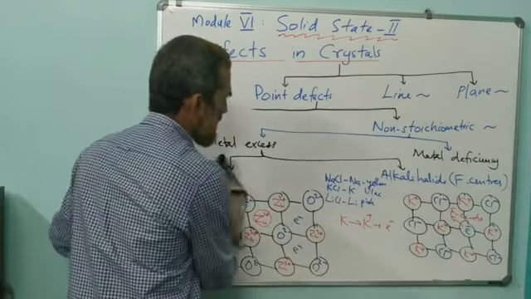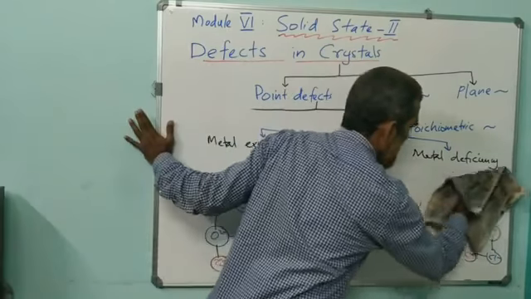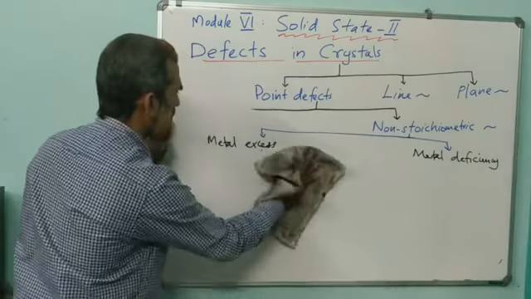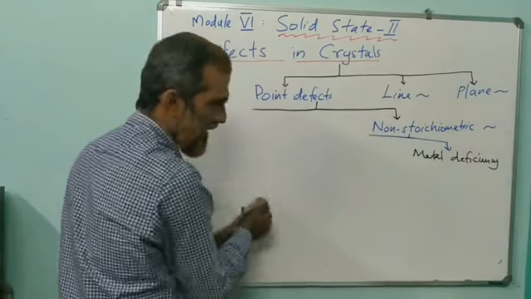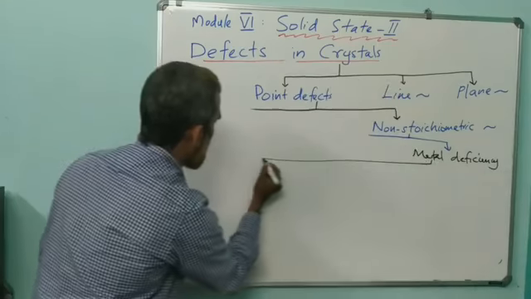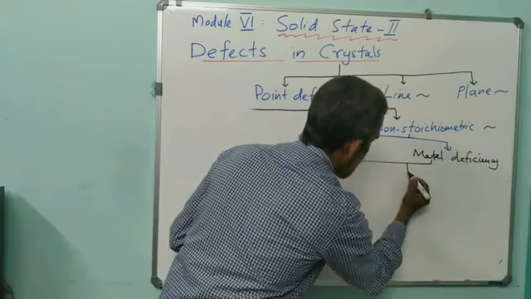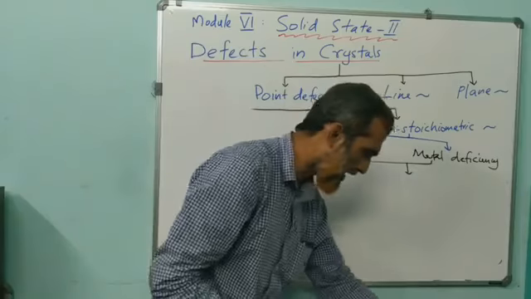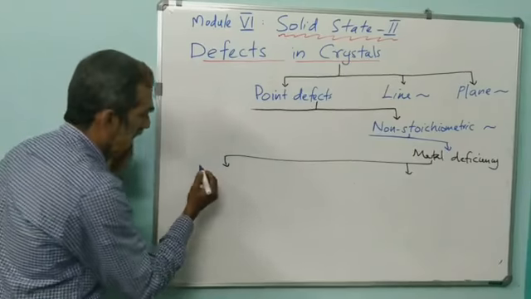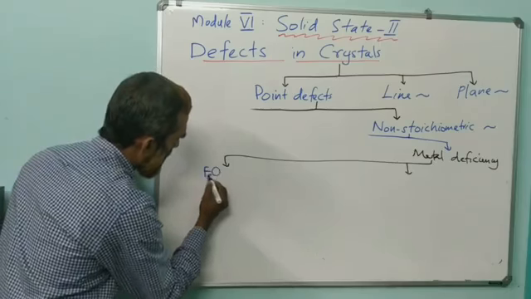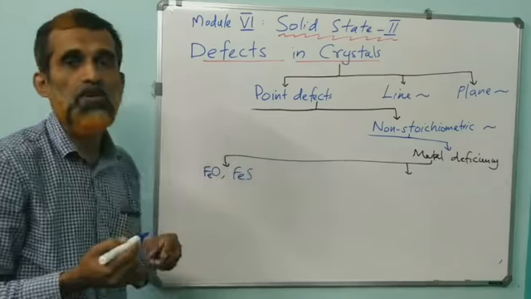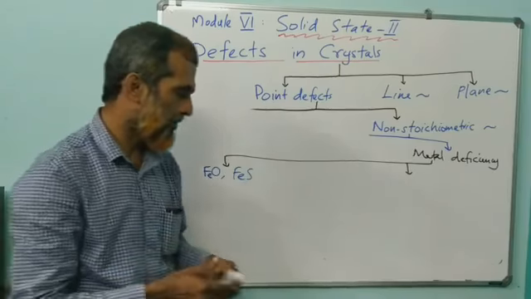Now the last one is the metal deficiency defect. In metal deficiency defect also we have two examples. So this is over. Coming to metal deficiency defect, there are two examples here also. One is the defect found in non-stoichiometric compounds like FeO, similarly FeS, etc. Let us take for example FeO, ferrous oxide, iron(II) oxide.